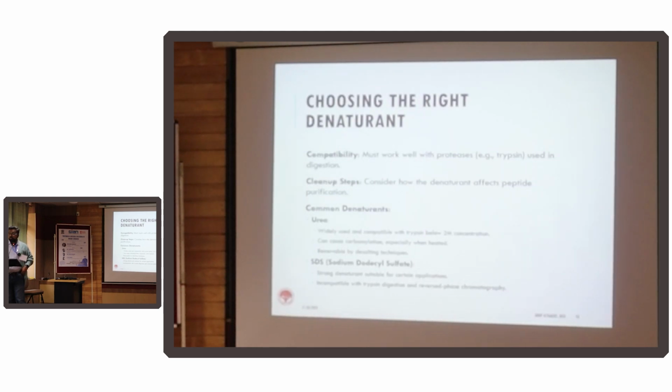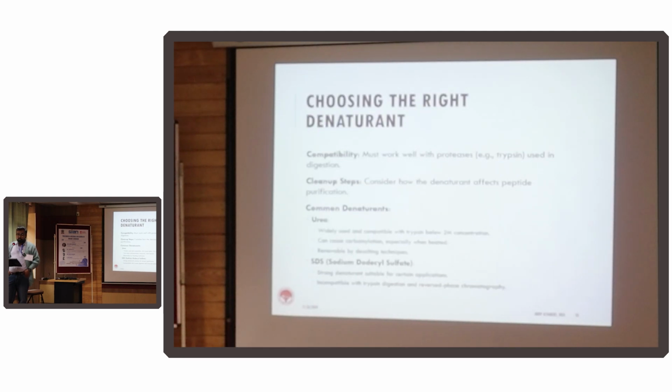Also consider how your denaturant will affect peptide purification, because again you will be using a C18 column to purify the peptides. You have to remember how this cleanup process will get impacted. The most common denaturant that we use, as we discussed, was 8 molar urea. And why do we use that? Because it is compatible with trypsin if you bring down its molarity to 2 molar, right?